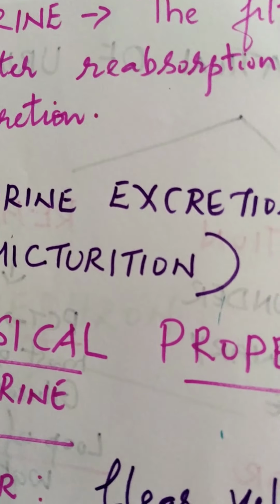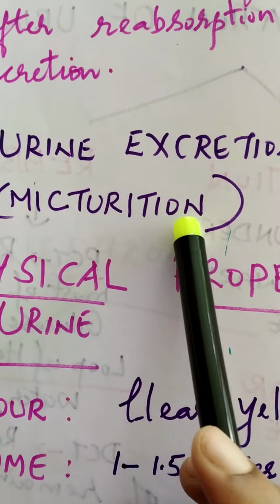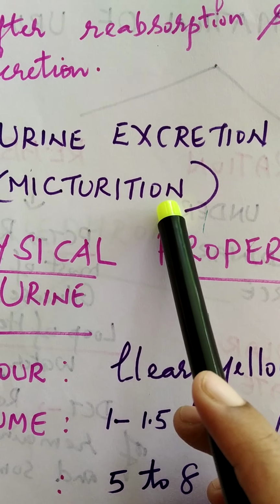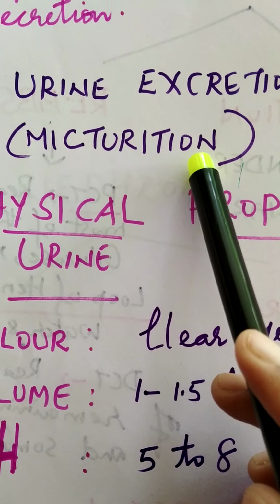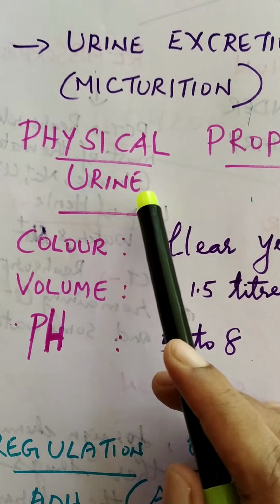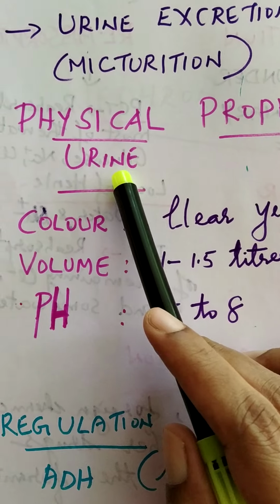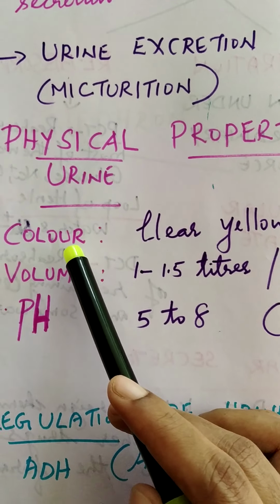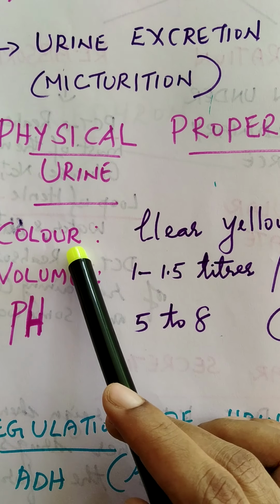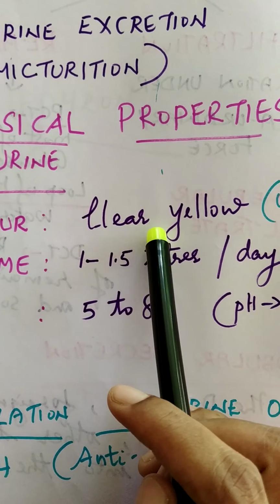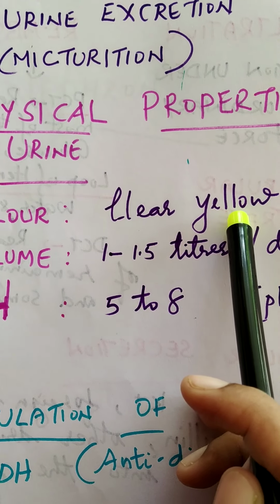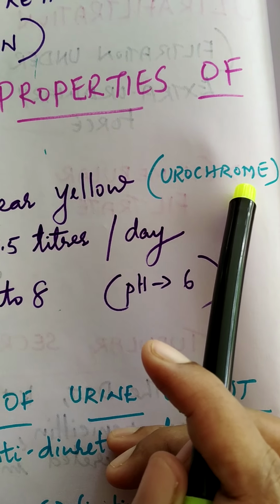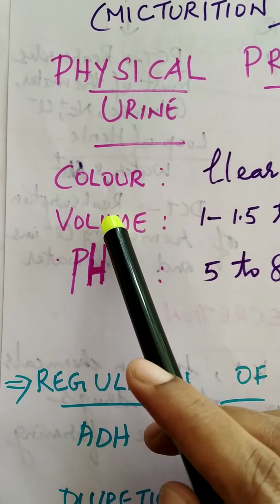So micturition refers to the removal of urine from the urinary bladder through the urethra under an impulse from the nervous system. Now moving on to the physical properties of urine. The first point is about the color of the urine. It is almost clear yellow in color, and this is mainly due to a pigment which we call urochrome. So urochrome is the pigment which gives yellowish coloration to the urine.